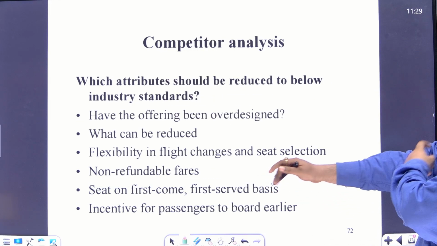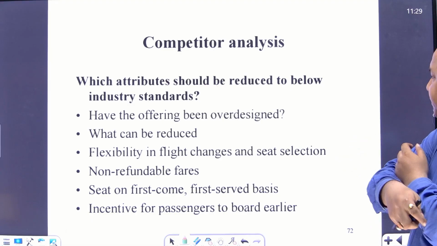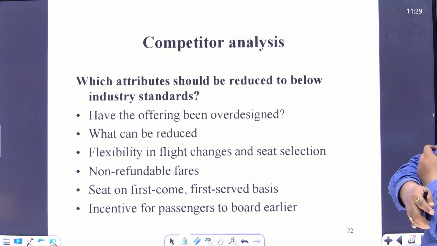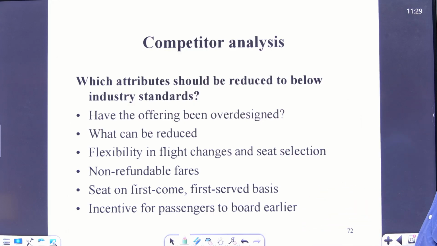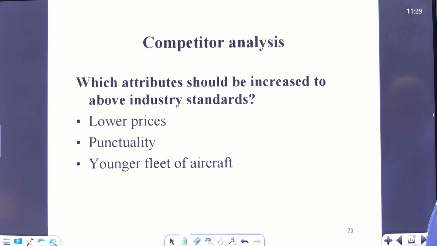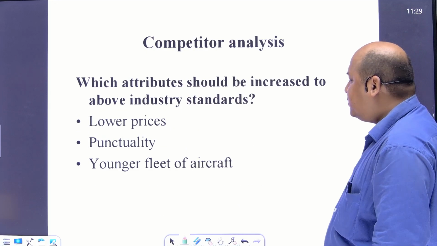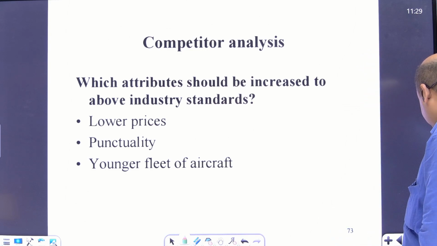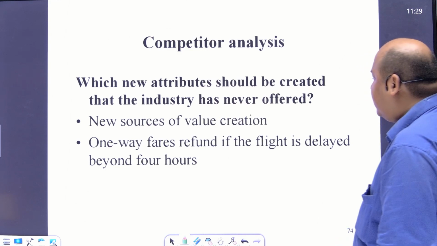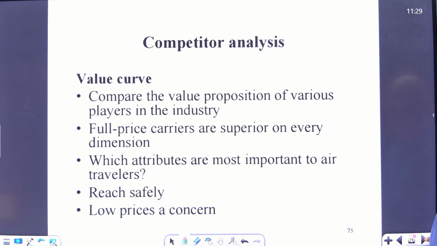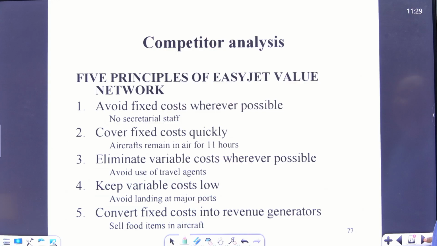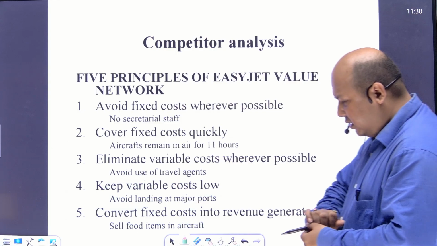Which attributes would be reduced to below industry standards? Has the offering been over-designed? What can be reduced? Flexibility in flight changes and seat selection, non-refundable, first seat on a first come first served basis, incentive for passengers to board earlier. So these are the things: lower prices, punctuality, younger fleet of aircraft, new sources of value creation, one-way fare refund if the flight is delayed beyond 4 hours, value curve, the five principles of EasyJet. So these are the things you need to keep in mind.